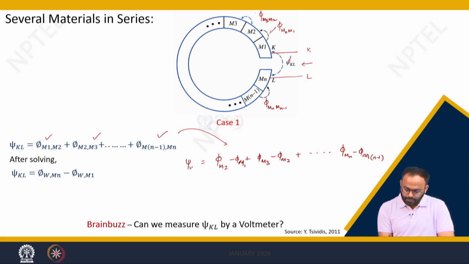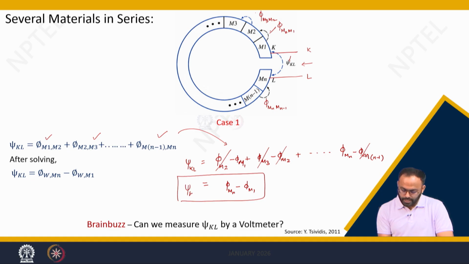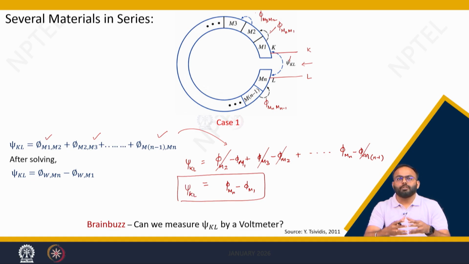This will give you the value of the total voltage between K and L, and hence if you see, these all cancel each other out. You are left only with phi Mn minus phi M1. This says that no matter how many metals are connected in series, the overall contact potential is the difference between the work function of the last metal and the first metal, that is your psi KL. Let me put a question. Can we measure this psi KL by a voltmeter?